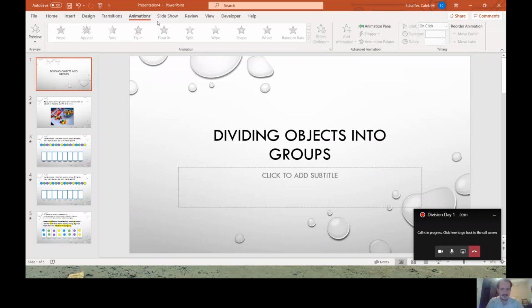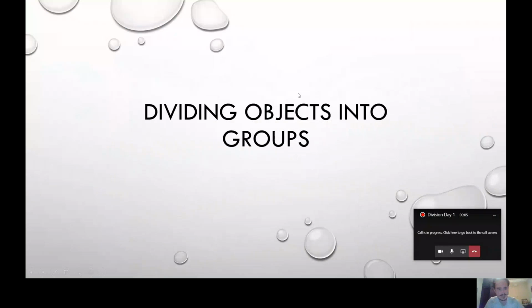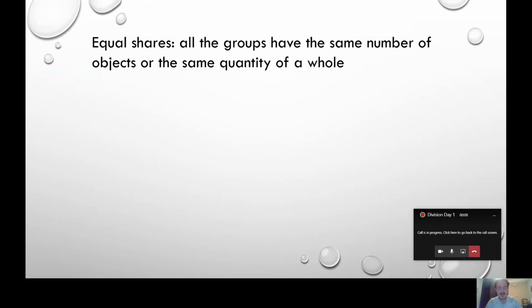We are going to be continuing on with what we've been learning about multiplication, repeated addition, but today we're actually moving to something a little bit different, and it is division. We are going to be dividing objects into groups. Now we have to make sure that we're dividing things equally into equal shares. Equal shares mean all the groups have the same number of objects or the same quantity of a whole.